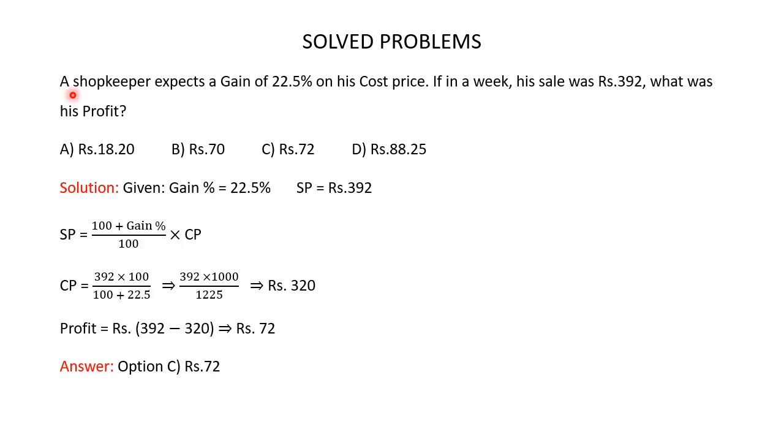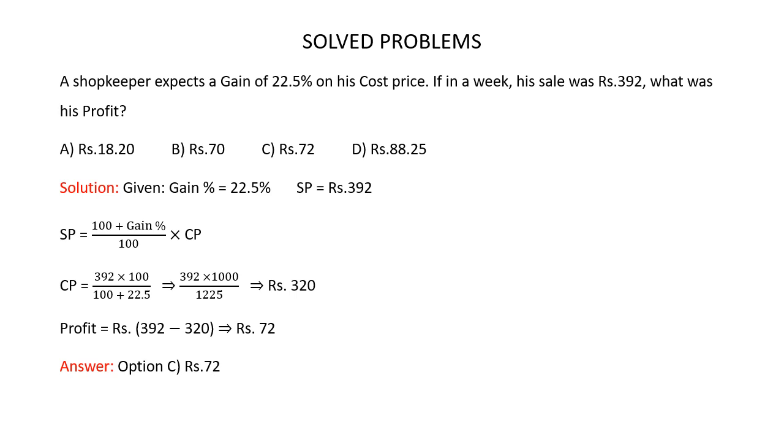A shopkeeper expects a gain of 22.5% on his cost price. If in a week his sale was rupees 392, what was his profit? Here you are given four options and you have to find out which of these options is the correct one.